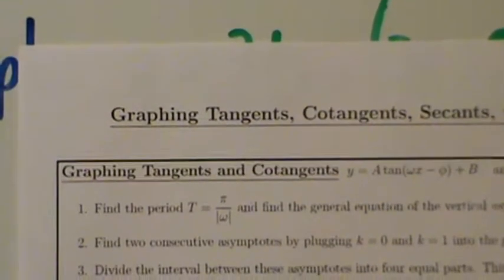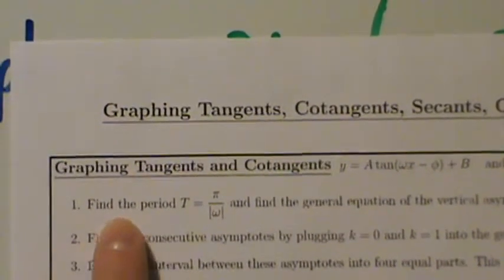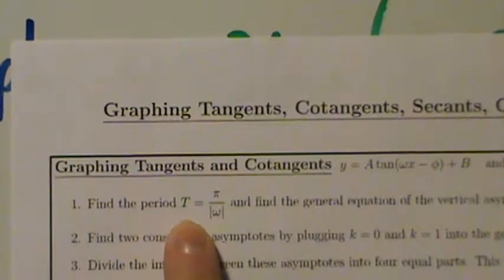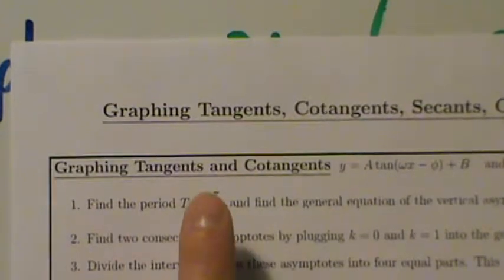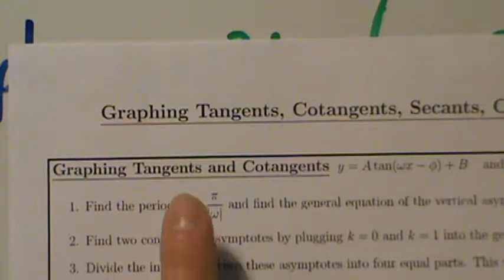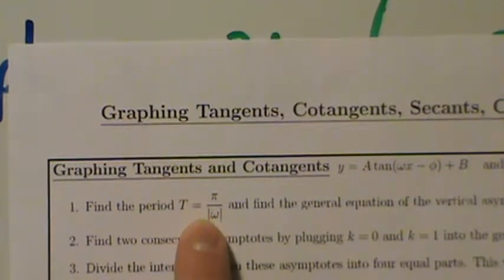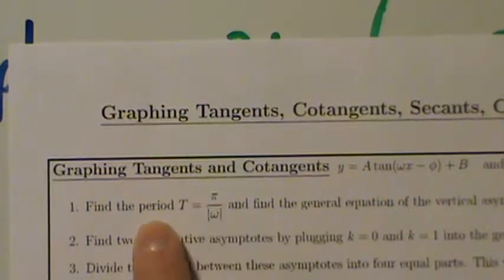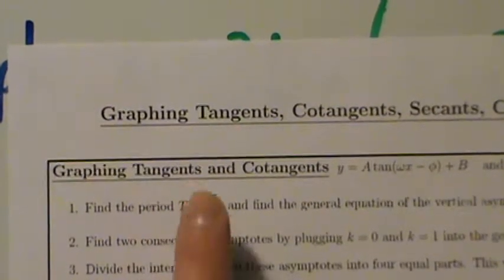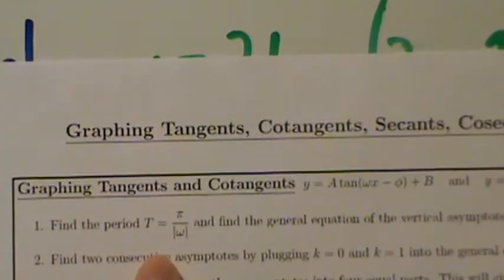Okay, so graphing tangents and cotangents. Step 1, find the period, which is T. Period is usually denoted capital T, and it's equal to pi divided by the absolute value of omega. Just like with sines and cosines, except sines and cosines have 2 pi. The only difference here is that instead of 2 pi we have pi. We talked about why it's pi over the absolute value of omega in an earlier video fairly recently.